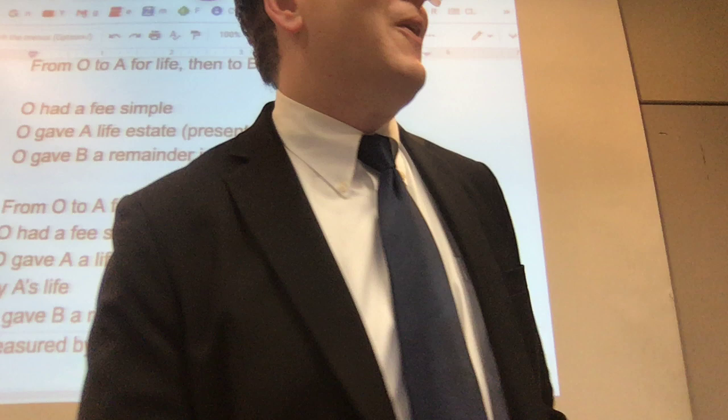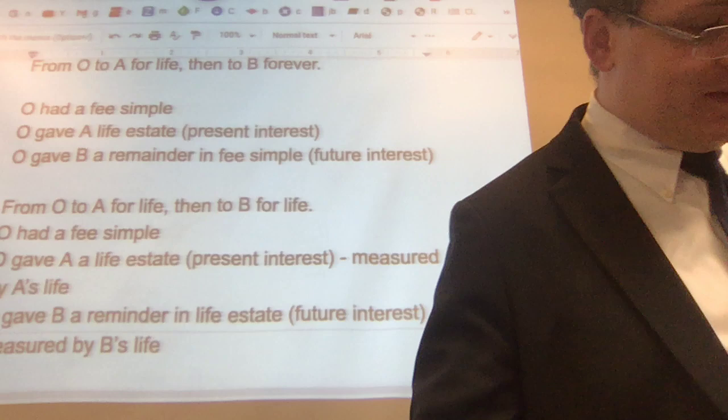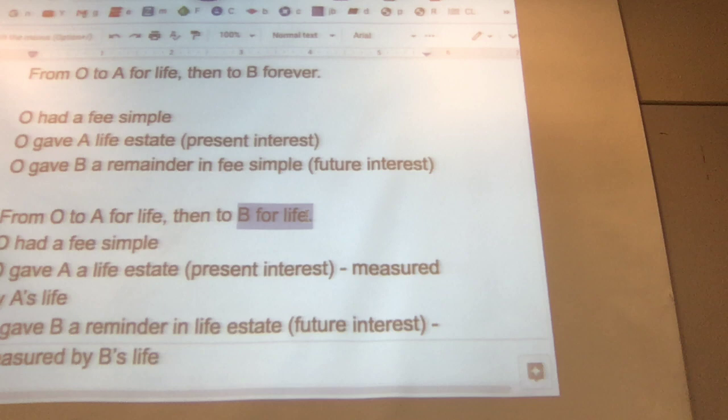Now you get this, Clayton? Is this because of the column? No, no, no. The difference between number one and number two, right? Compare them. This was to be forever, or to be in his heirs. This is to be for life. You can stack one remainder after another. Yes, yes, she's exactly right. You're nailing this.